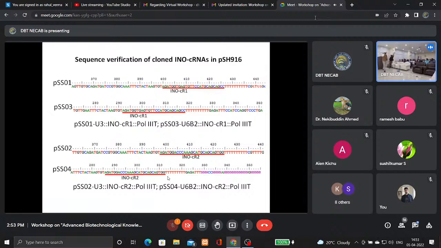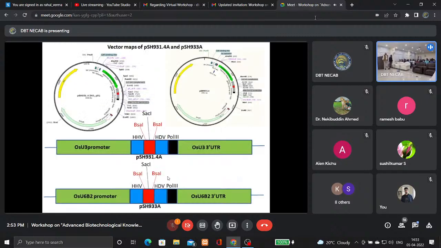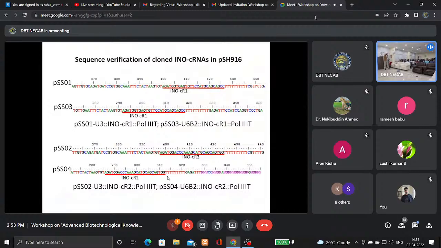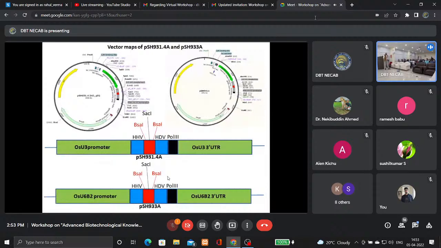Okay, so after sequence verification, which we have done almost 4 or 5 times, we have also used another vector system which is flanked by the hepatitis delta virus and the hammerhead virus ribozymes. It is almost the same as 923 and 924, but only the guide RNA region is flanked.